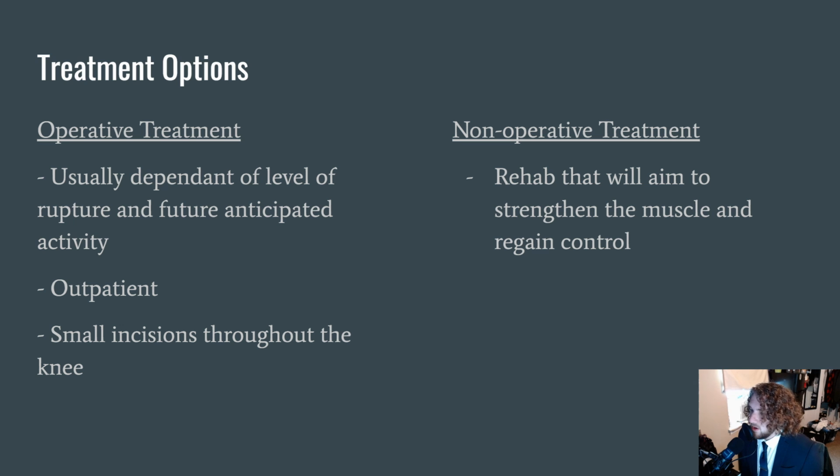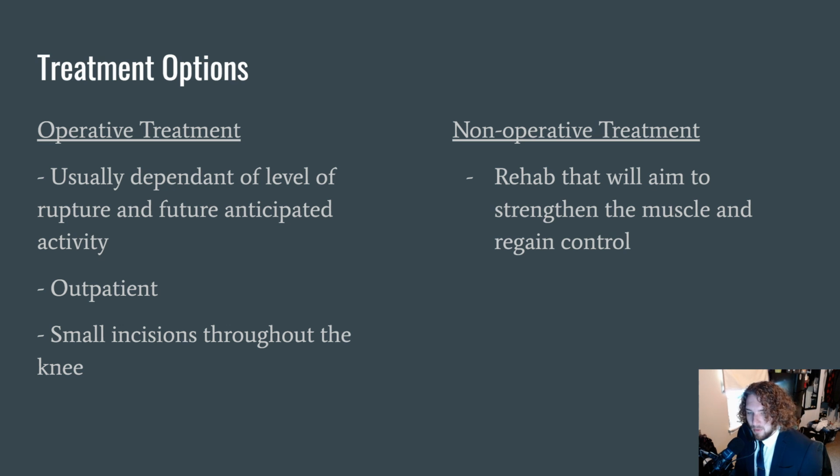So non-operative treatment, this is another word for conservative treatment or rehabilitation. With non-operative treatment, you will just bypass surgery completely and aim to rest and rehabilitate the muscles around the knee, such as the quads or the hamstrings, and regain control of the muscle. So what this means is neuromuscular control, like being able to perform specific movements and ranges of motion.